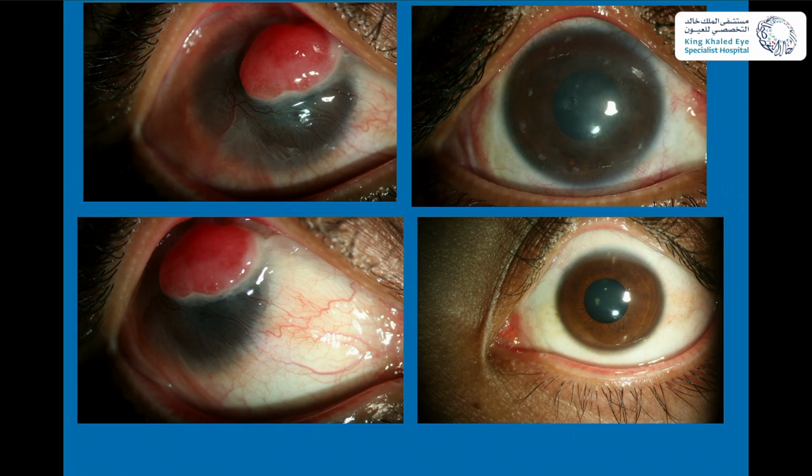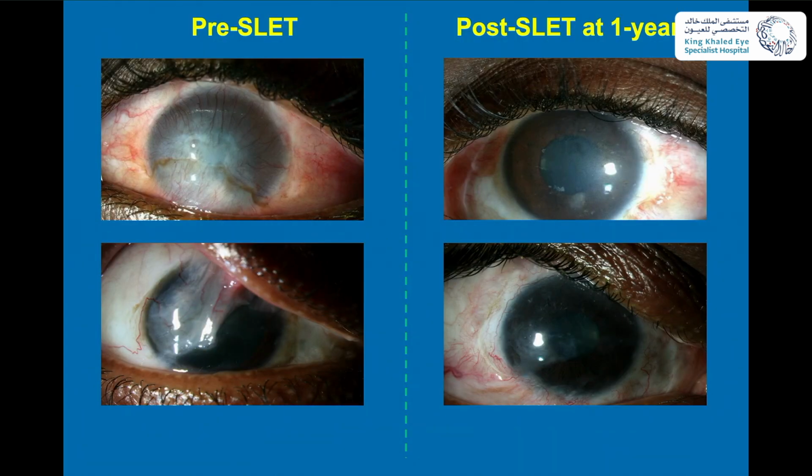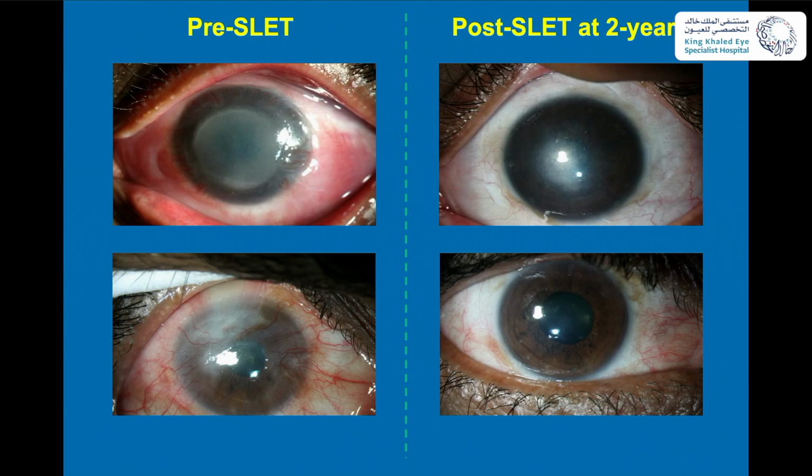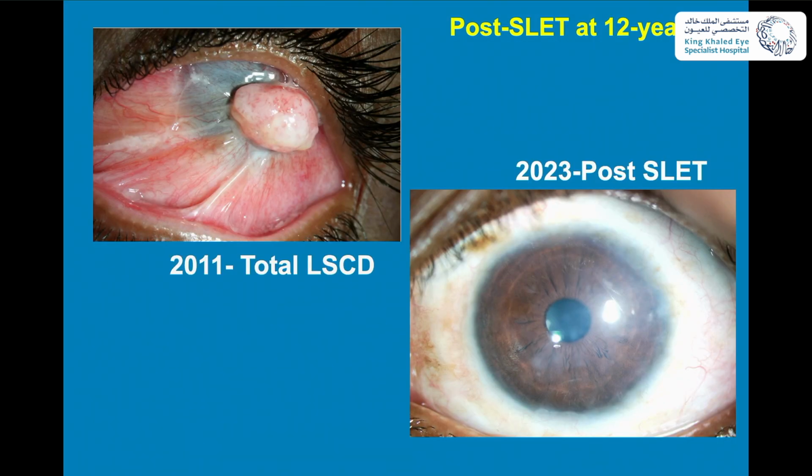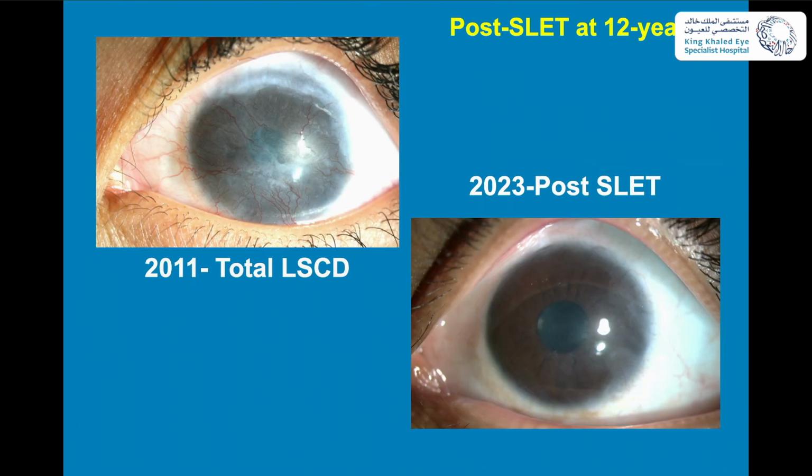This is what you can expect. This is a patient 6 weeks post-op. This on your left side is the total stem cell deficiency following chemical burn, and this is after SLET. This is a patient 1 year follow-up before and after. This is 2 year before and after. This is 3 year. So you can see the stability is maintained, and now you have patients up to 12-year follow-up before and after. The corneal clarity is maintained, the vision is maintained, and in some patients you can see the restoration of the pigmentation in the limbal area.